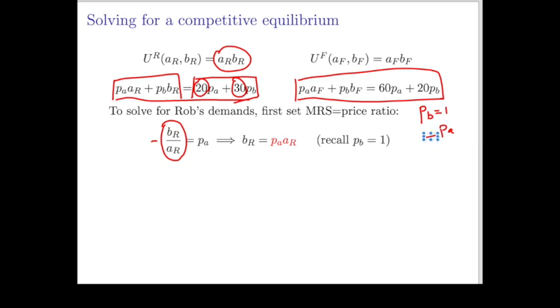that's equivalent to just having BR over AR equals PA. In other words, BR equals PA times AR. Right? We just multiply both sides of this equation by AR. So we get BR equals PA times AR.